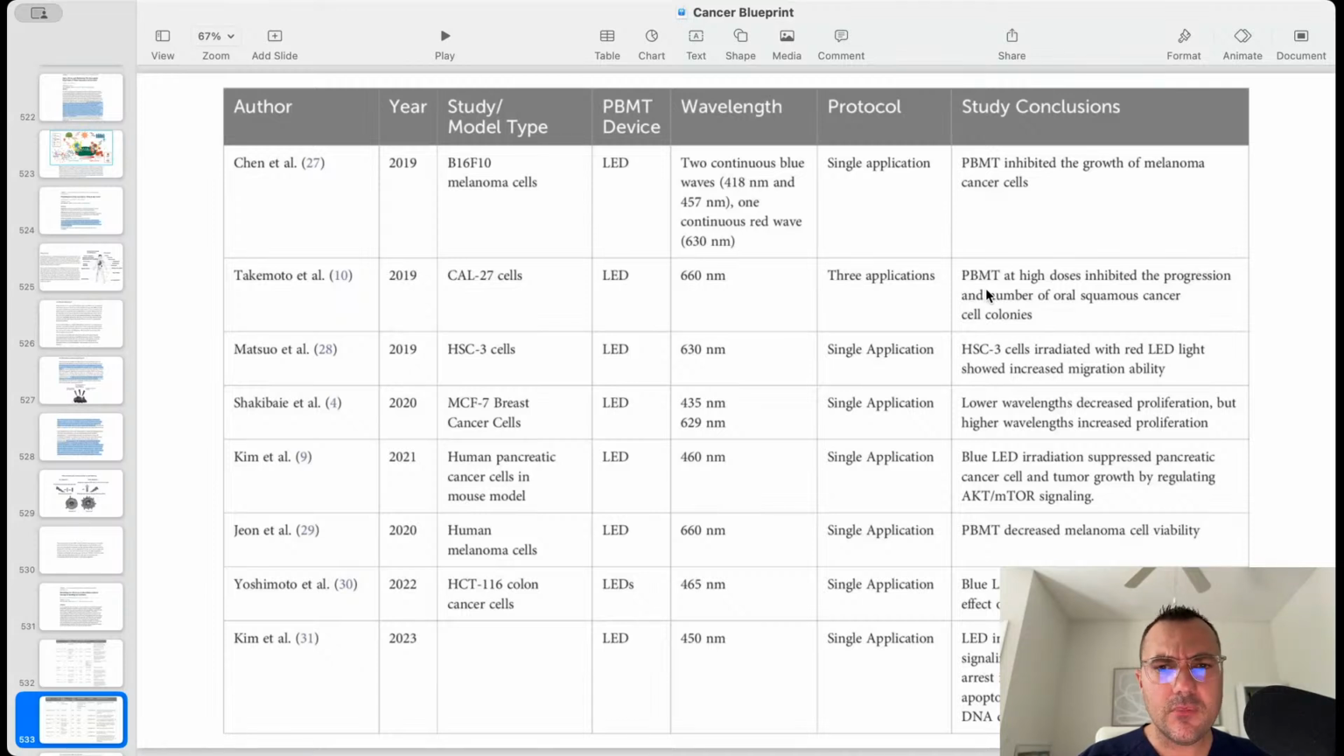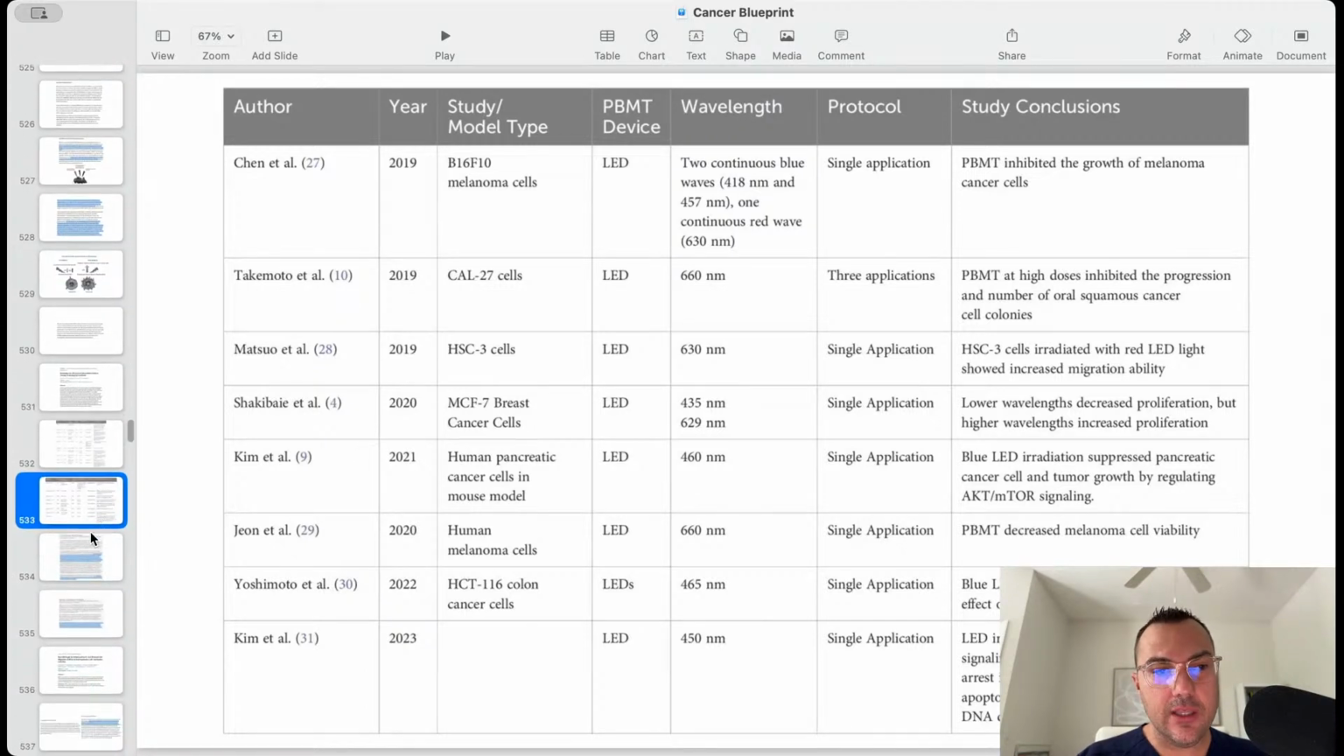And if you look at the ones, even the single application inhibited growth of melanoma cancer cells. I'm just going to go down here. Decreased proliferation, decreased melanoma cell viability, direct anti-tumor effects on these colon cancer cells or melanoma or whatever, right? Single application. If you look at the one study they did here where they had 3 applications, PBMT or photobiomodulation therapy at high doses inhibited the progression and number of oral squamous cell colonies.